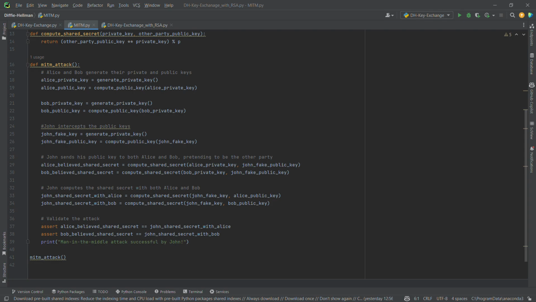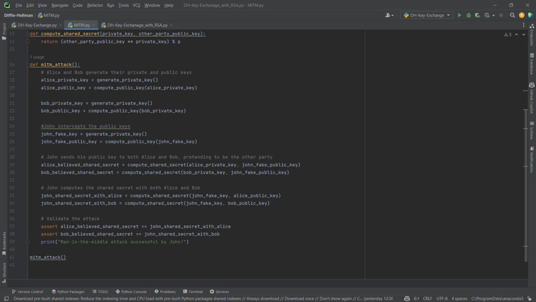Alice wants to communicate with Bob, and Bob wants to communicate with Alice, but John is in between those communications right now, and the communication is not encrypted yet, so he can see and modify the communications right now.